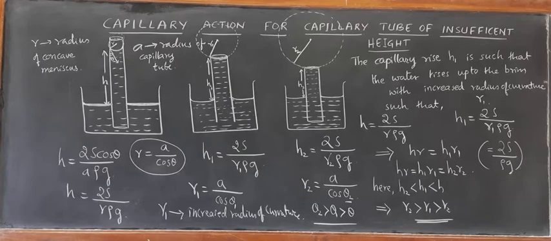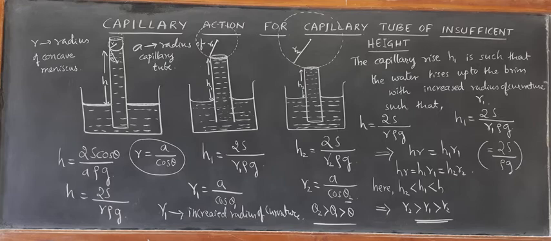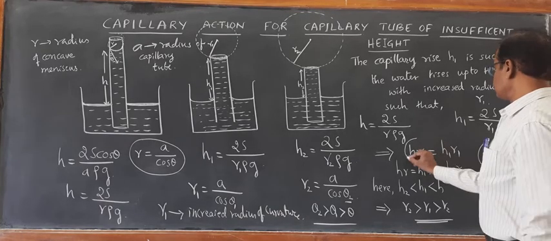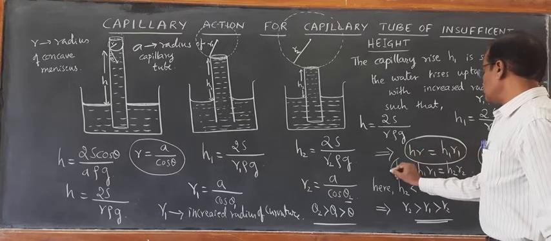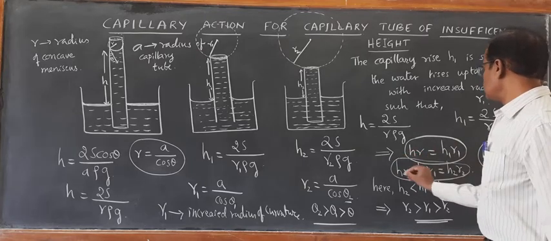So finally we conclude, if there is a capillary tube of insufficient height, then the capillary action takes place in such a way that the capillary rise H1 is such that the water rises up to the brim with increased radius of curvature R1, such that H1 is equal to 2s upon R1 rho g. Okay, so we get a constant relation HR is equal to H1 R1. This you have to remember. HR is equal to H1 R1, that is also equal to H2 R2.